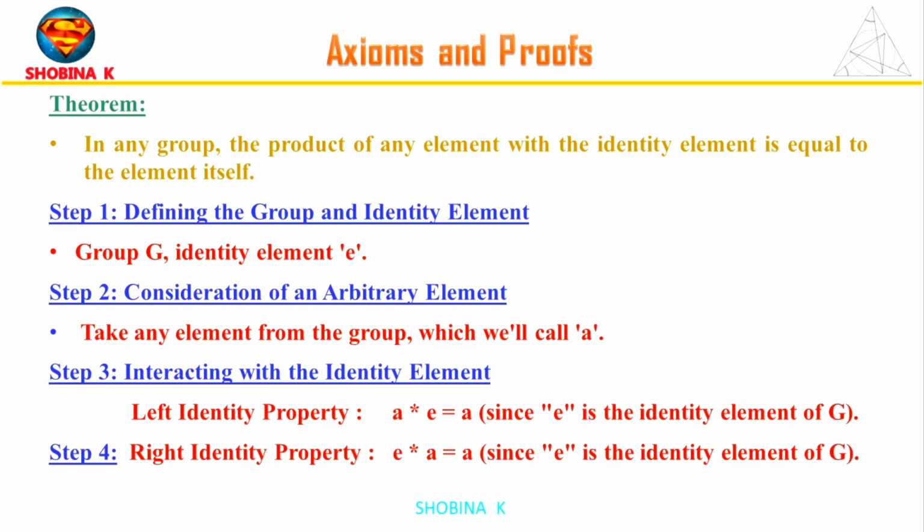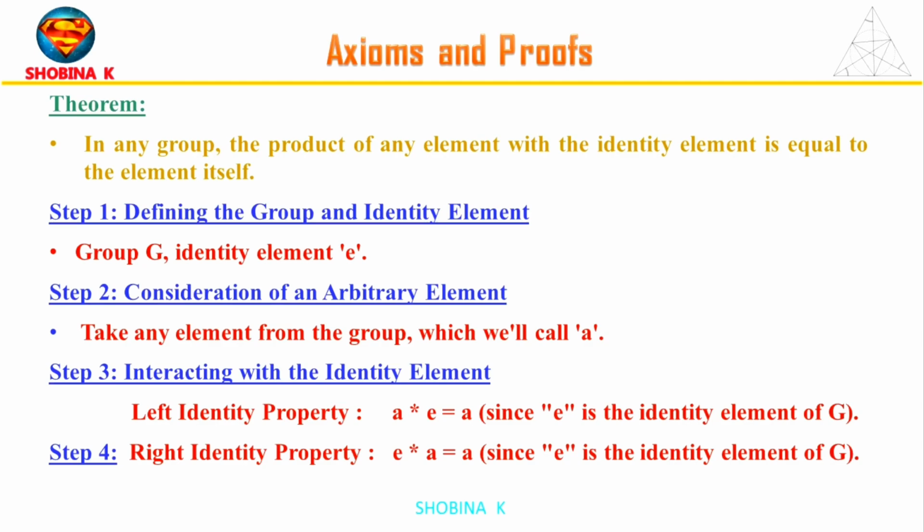By the definition of the identity element, we have the equation A * E = A. And this means when we combine A with E using the group operation, we get A itself. And this is the left identity property. But we are not done. In step 4, we will also consider the right identity property, where we will show E * A = A. And it's a crucial part of the proof.